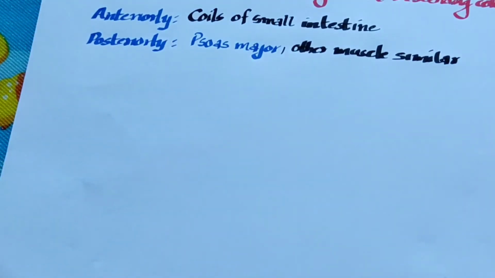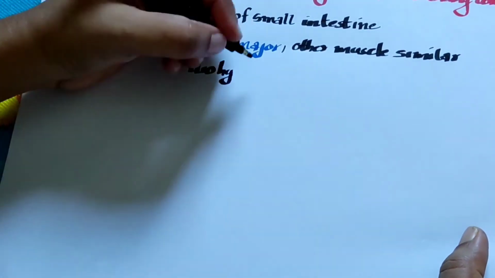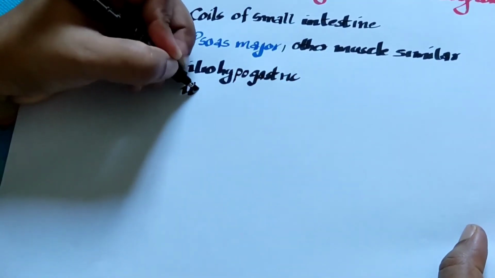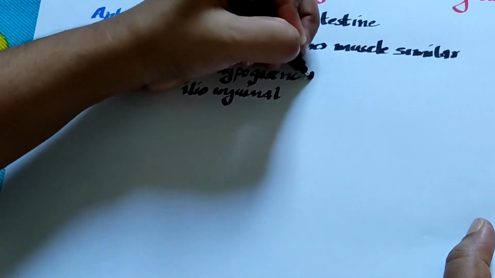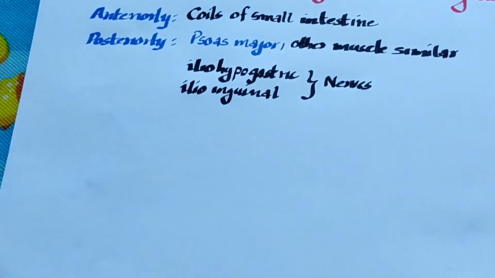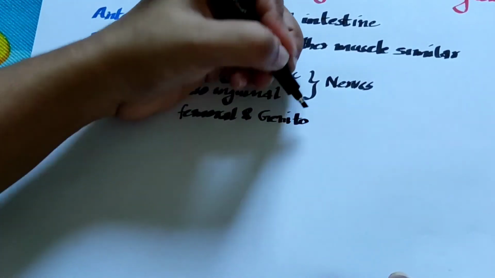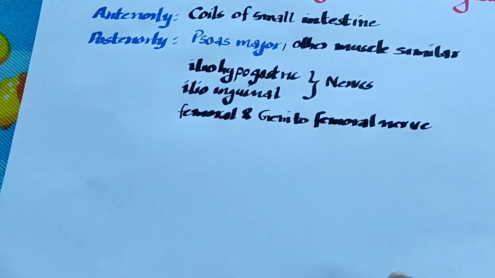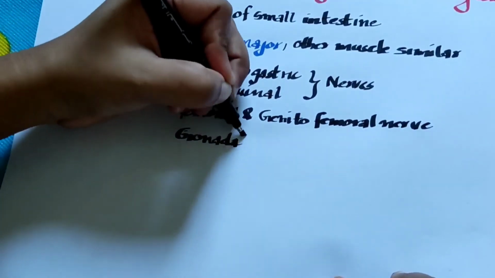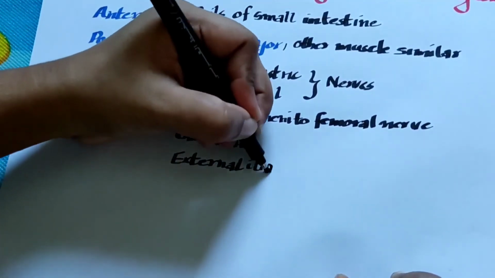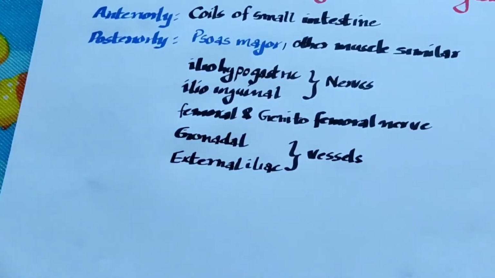It is related to the nerves, that is the iliohypogastric nerve, ilioinguinal nerve, and the lateral cutaneous nerve. It is also related to the femoral and genitofemoral nerve. The vessels are the gonadal and the external iliac vessels. So these are the posterior relations: the muscles, the nerves, and the vessels.